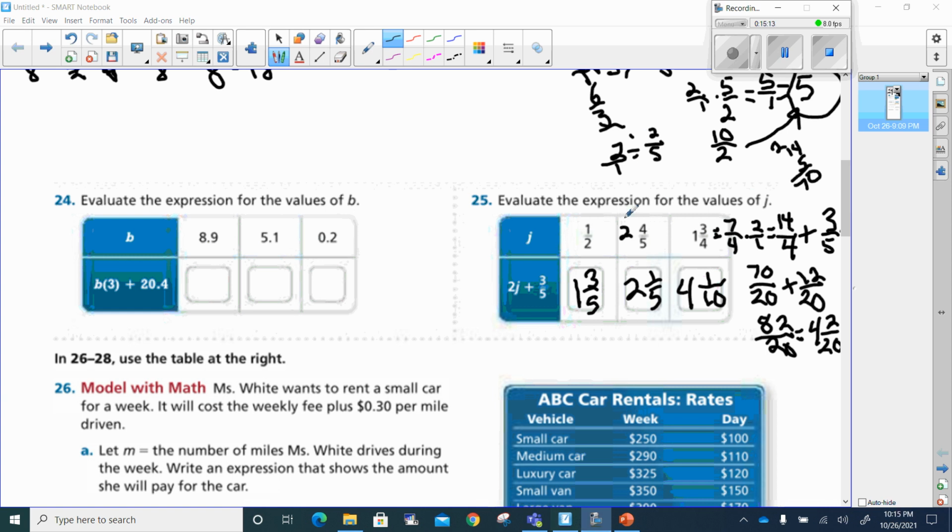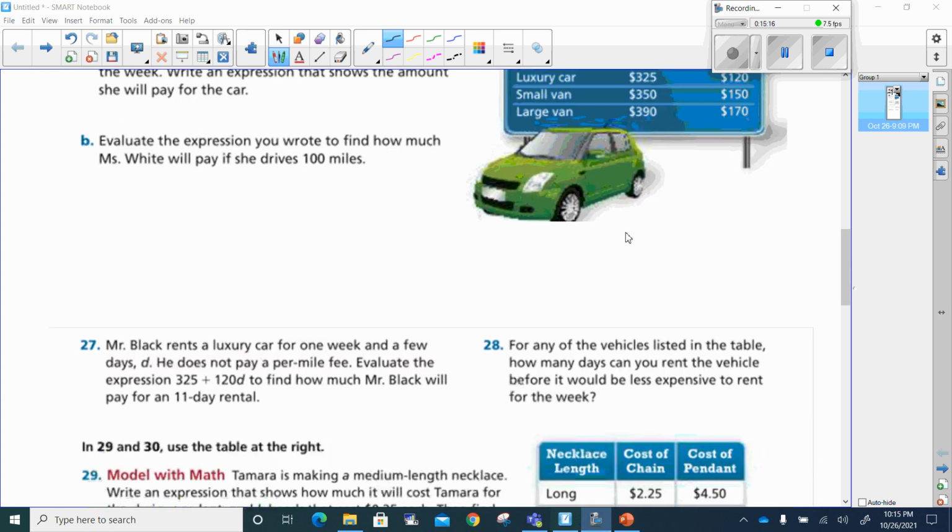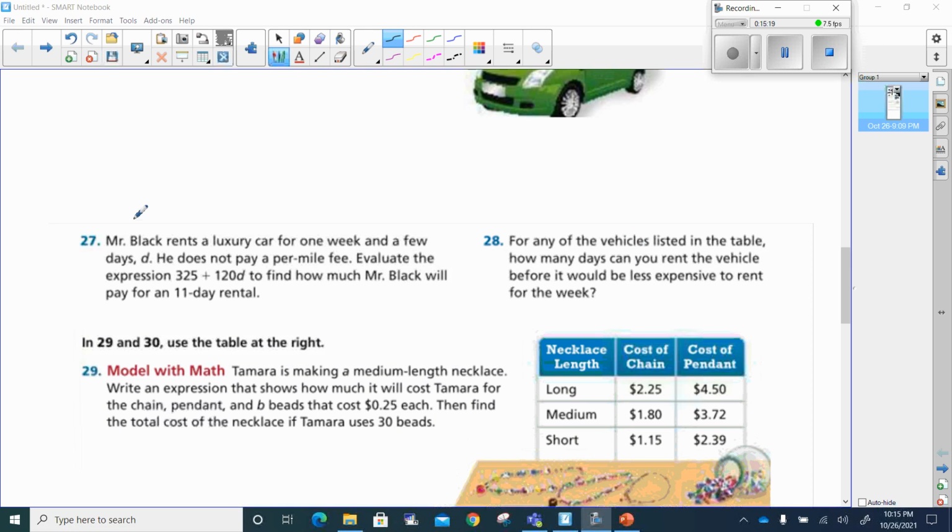All right, let's move down to number 27 now. This one says Mr. Black rents a luxury car for 1 week and a few days, which we'll call D. He does not pay a per mile fee. In other words, they don't charge him for how much he travels. Evaluate the expression 325 plus 120D. In other words, the 1 week cost him $325, and every day that goes by, they're charging him $120. To find out how much Mr. Black will pay for an 11-day rental.